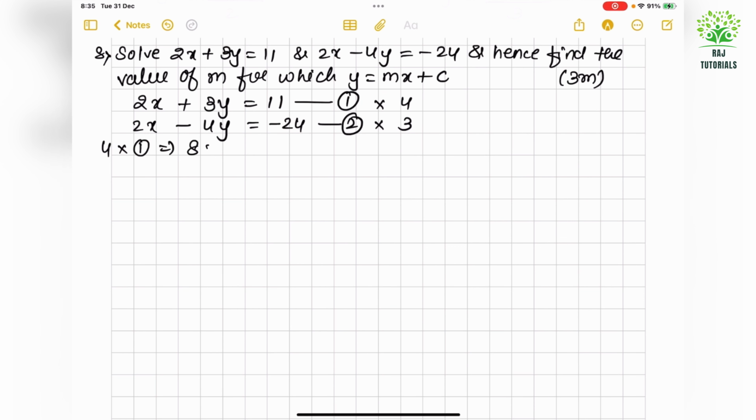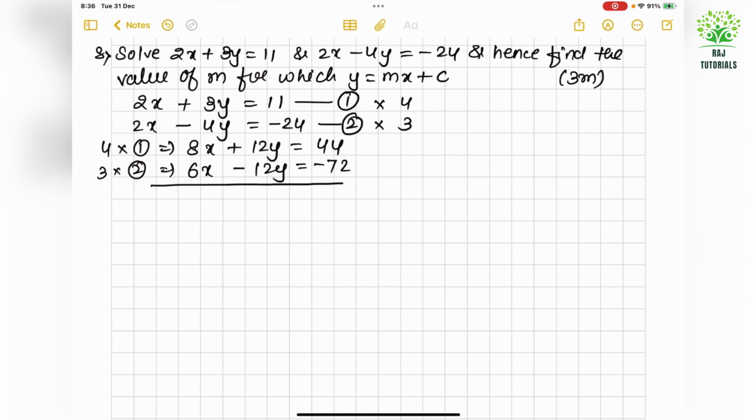Now if I multiply the first equation by 4 and the second equation by 3, so 4 into 1 implies 8x plus 12y equal to 44, and 3 multiplied by 2 implies 6x minus 12y equal to minus 72. Adding both of them, 12y and minus 12y will get cancelled. 14x equal to minus 28. So x equal to minus 2.